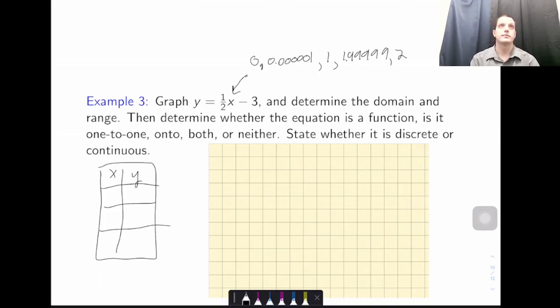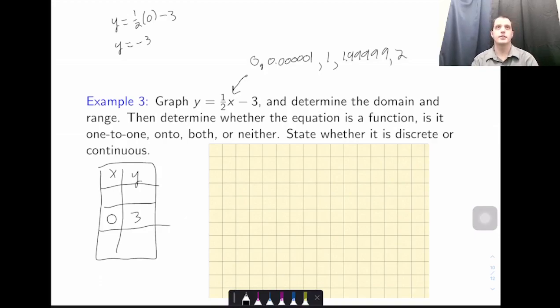All right, so it's always a good idea if you can use 0. 0 is a nice number. 0 tends to do amazing things. If I were to plug in y equals 1/2, multiply that by 0 minus 3, this just gives me y is equal to -3. But we do have that fraction.